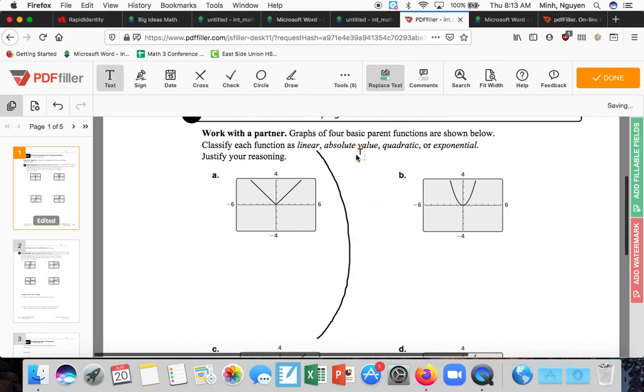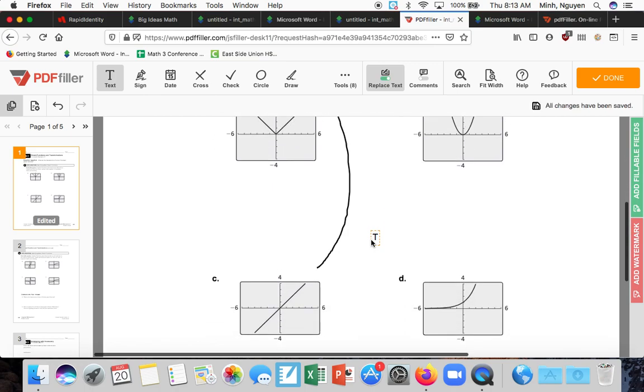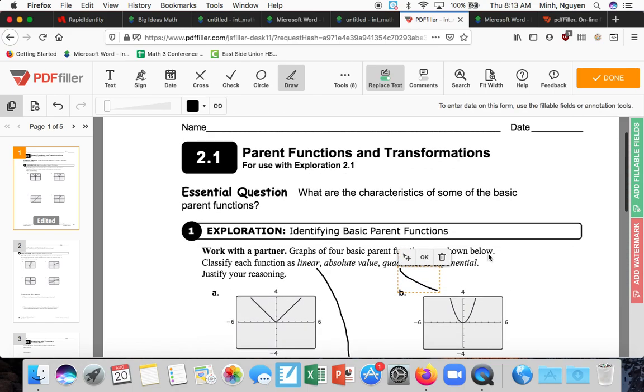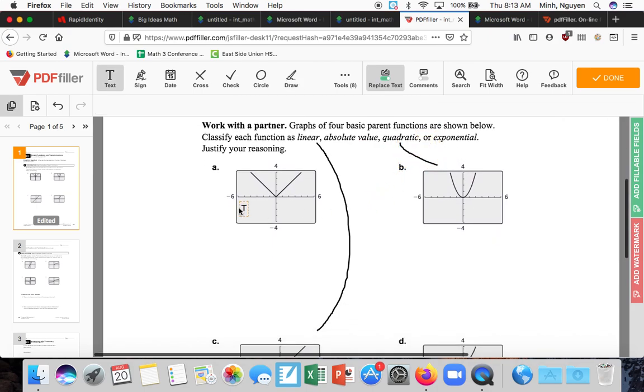What else? Absolute value. I think that one is less common for you to know off the top of your head, so maybe we'll process of elimination that. Quadratic should be a little more known as well. And then between the two, exponential and absolute value are kind of 50-50 in terms of what you might remember. So absolute value is one that looks like this.